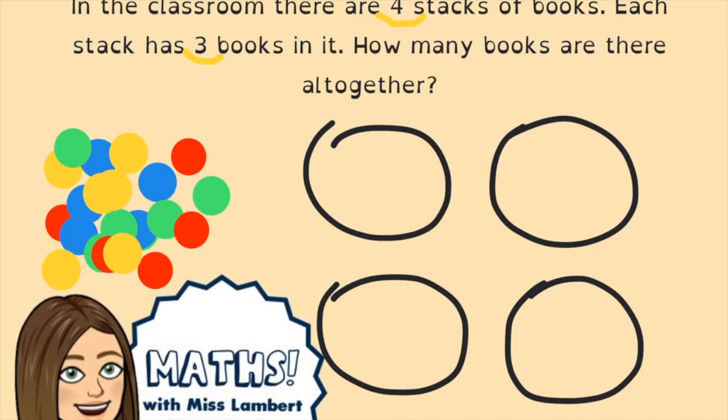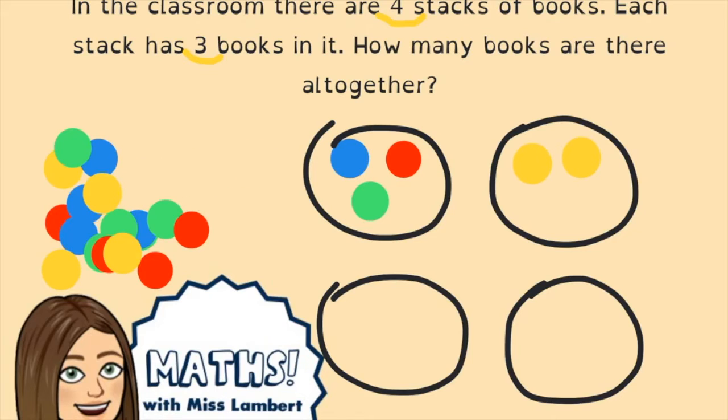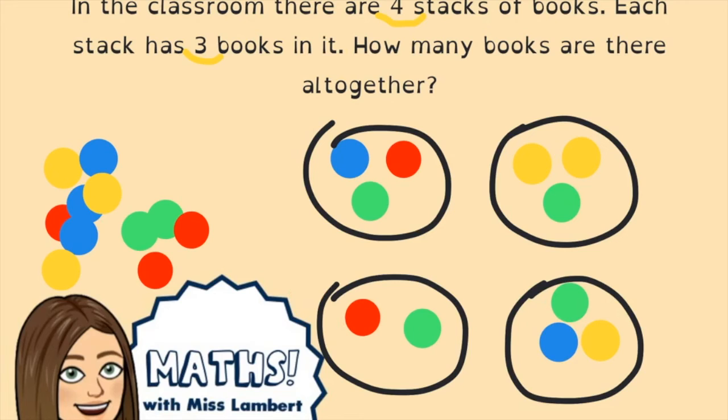So I need 3 books in every pile. 1, 2, 3. 1, 2, 3, 1, 2, 3, and 3 more in the last one. So now I can count how many I've got all together. I've got 3 here, 3, and 3 more is 6. So that must mean that there's 3 and 3 is 6 here.